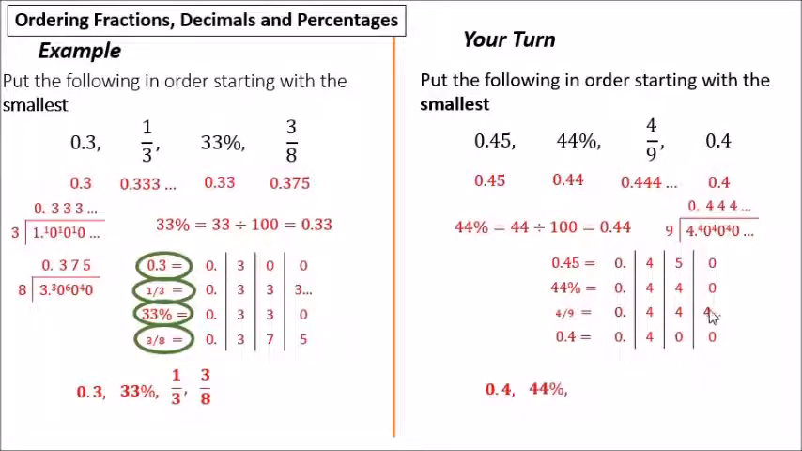And then we have this one because it was the same number of hundredths, 4 and 4. And this was 4 thousandths, so 4 ninths. And finally, the 5 was the largest number in the hundredths column, so 0.45 is the next one.